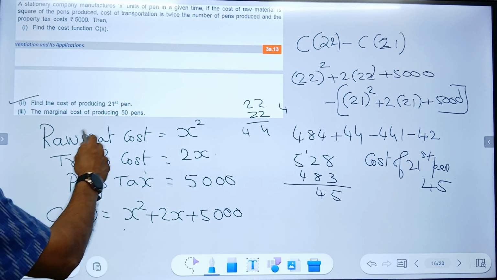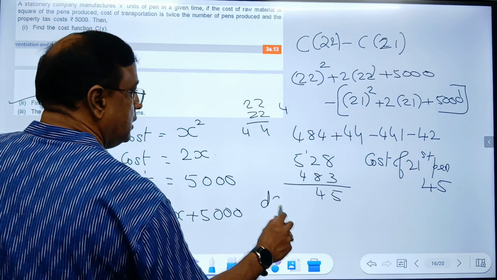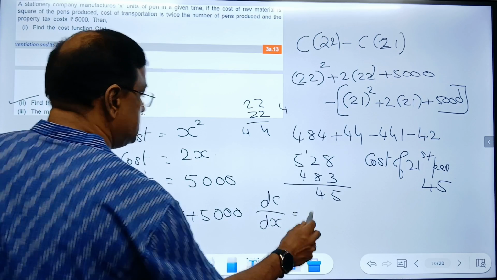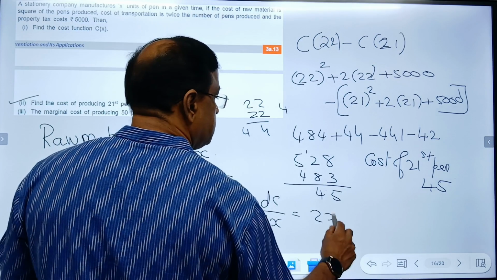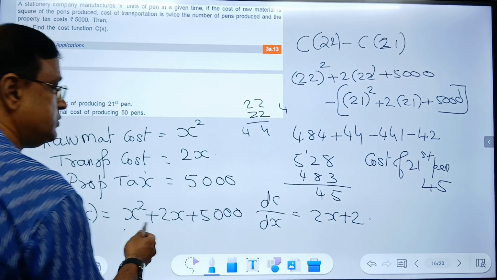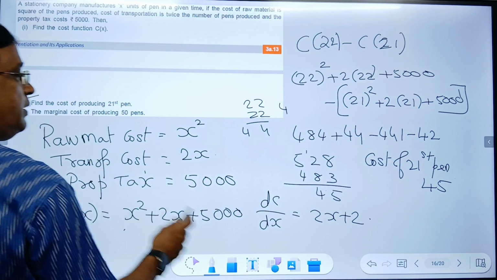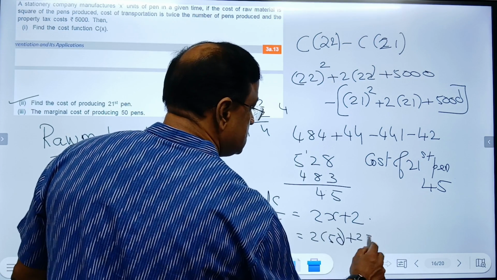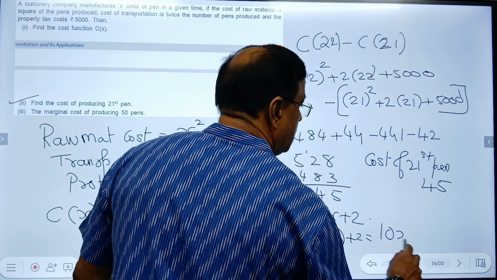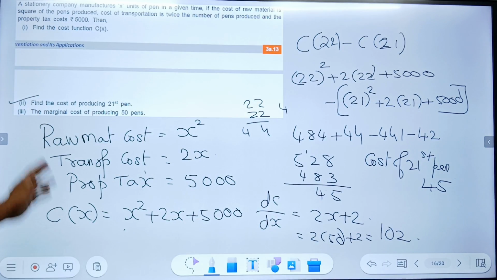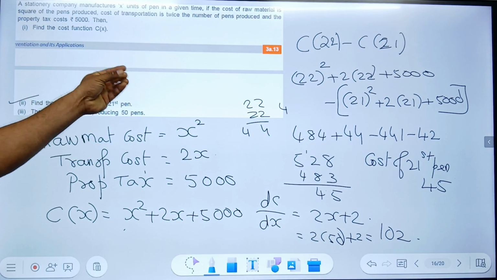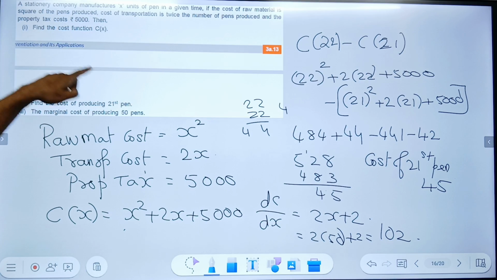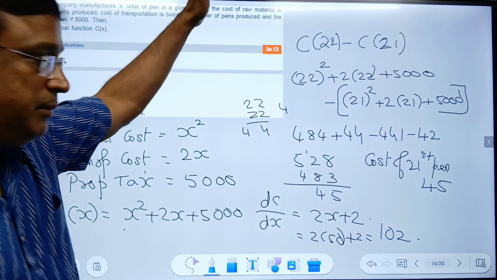Now find the marginal cost. So what is marginal cost? dC by dx. What is dC by dx? 2x plus 2, by differentiation. Now for 50 pens, 2 into 50 plus 2, which is 102. Very simple. So there are three subdivisions. Very, very simple question. But remember, this is from applied maths.